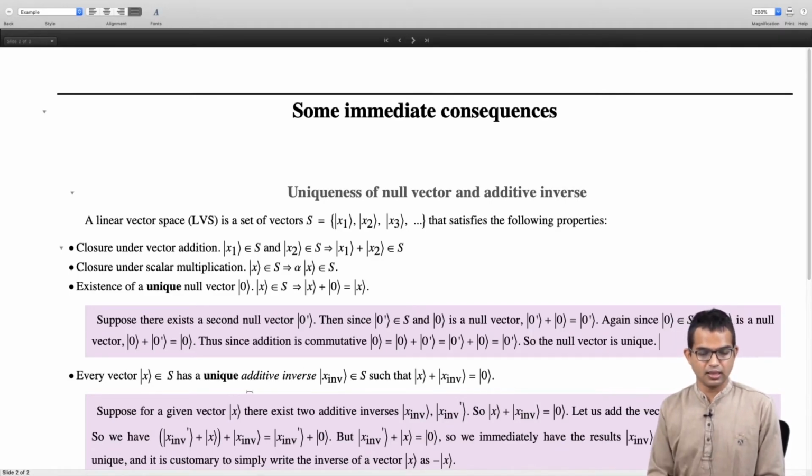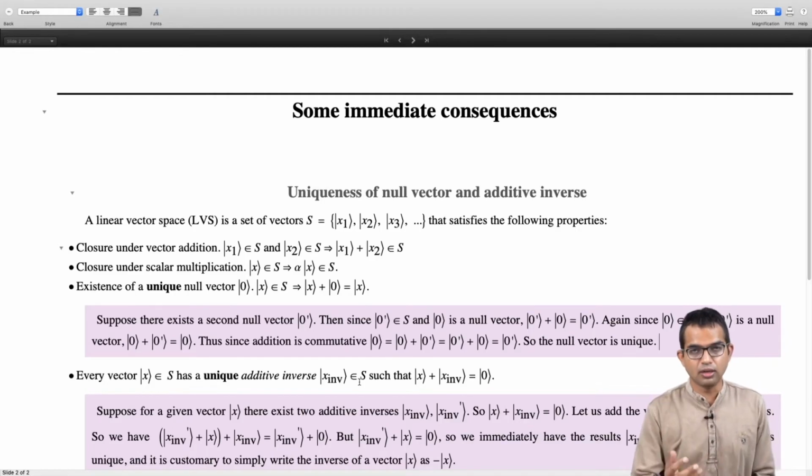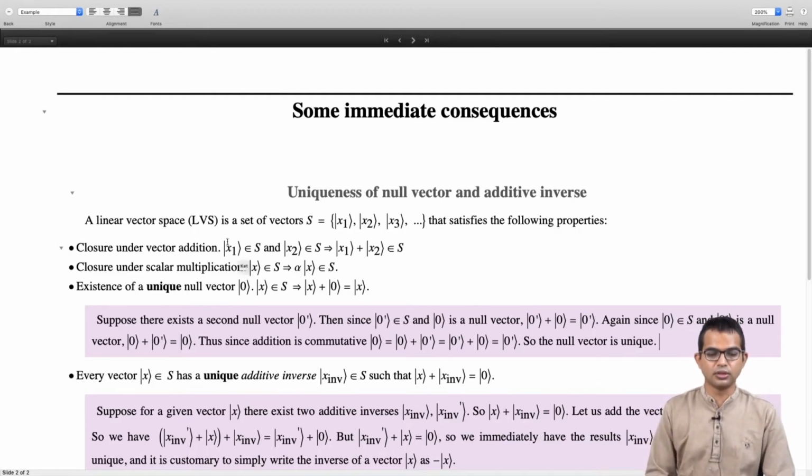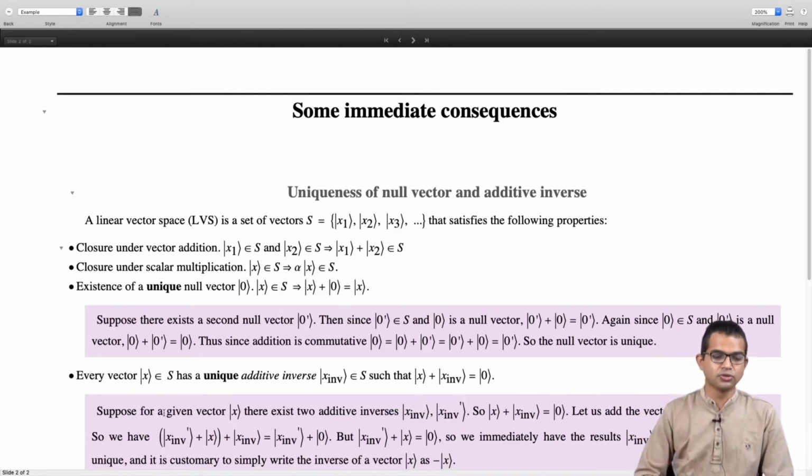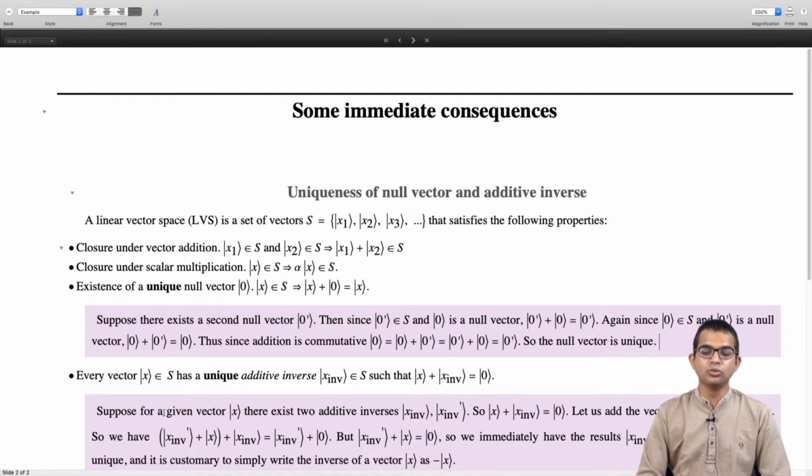We have said that every vector of your vector space has an additive inverse, and now we are going to say that we don't have to explicitly specify that it's unique, but it has to be unique. It follows from the structure of all these properties already. So what is the proof for this? Suppose there exist two inverses, x inverse and x inverse prime. For a given vector x, there are two additive inverses. So x plus x inverse must be equal to 0 by definition of the additive inverse.